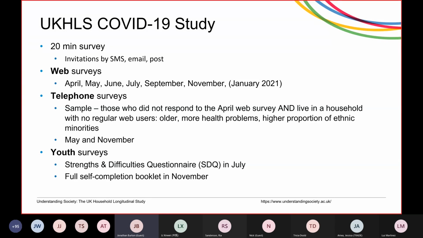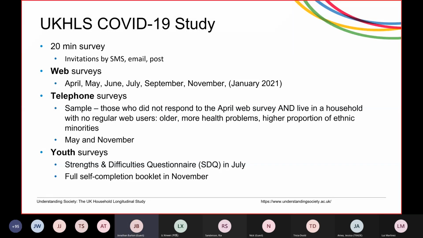It consists of web surveys, which took part in April, May, June, July, September. The November COVID-19 study started probably about 20 minutes ago. So that's in the field now for a week, and we're planning one for January as well. But we've also done a couple of telephone surveys.